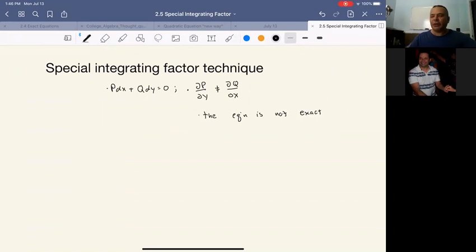So what are we going to do? We're going to see, can we find what we call a special integrating factor? Similar idea to what we did earlier with integrating factors, but a different integrating factor. So a special integrating factor.